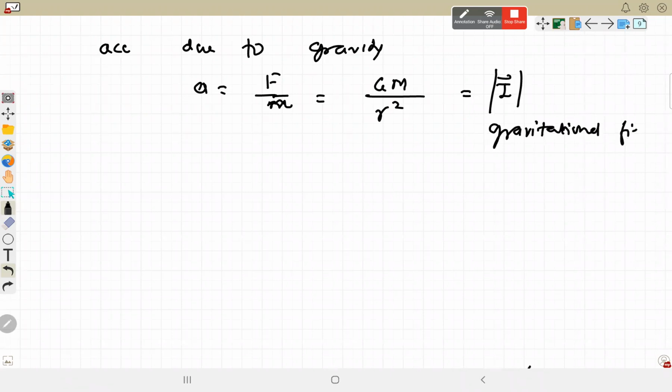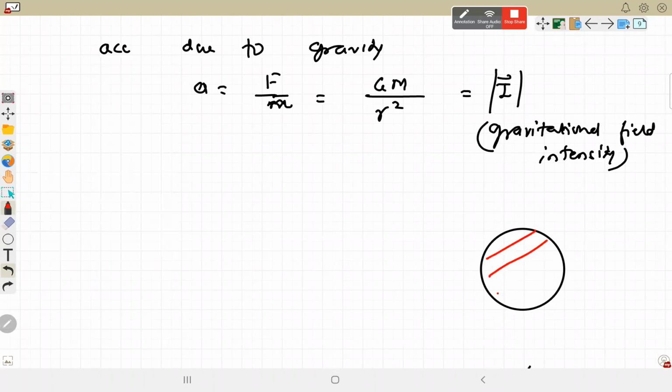See, the general formula again, it's not only because of Earth, this is a general formula. Now if we see in terms of Earth, when very close to the surface of Earth, it is represented by g. Near the surface of Earth, it is GM by (R plus H) square. That is the general formula.